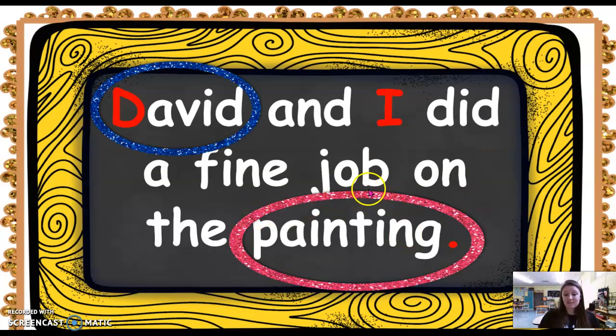David and I did a fine job on the painting. David needs a capital letter because he starts the sentence and he's a proper noun. It's somebody's name. The word I needs to be capitalized, and we need ending punctuation. If you notice these beautiful glittery circles here, David is a proper noun, so he got a blue circle. Painting is a thing. It's a common noun, so that got a pink circle.